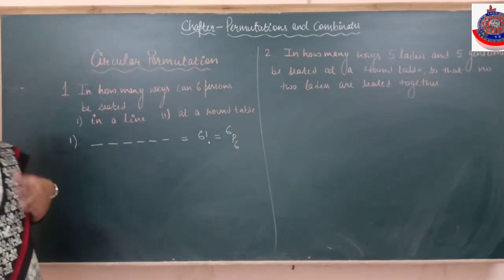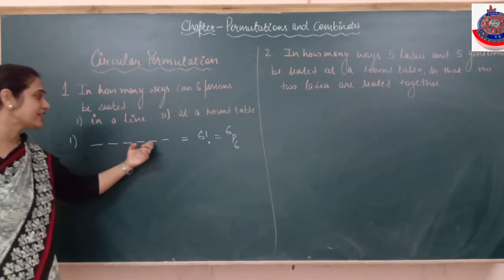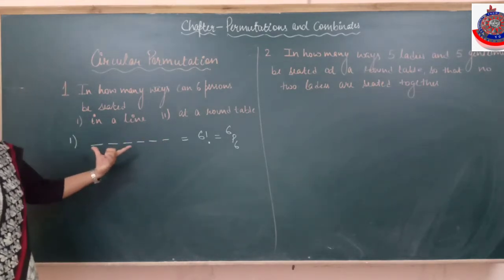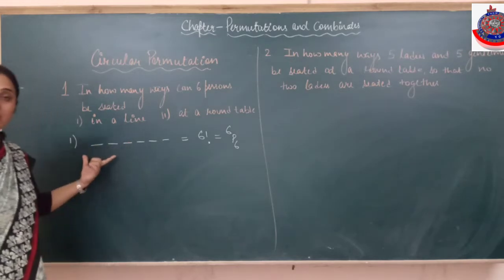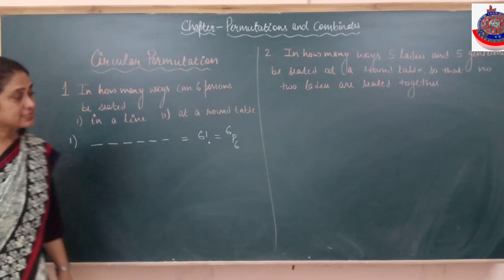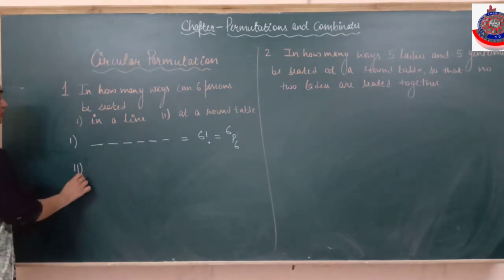Once one person has sat down, the seat is occupied. That means for the next person how many choices will there be? 5. Now 2 persons have sat down, so for the next person how many choices will there be? 4, 3, 2, 1. So it will be 6 factorial, 6P6. Alright, now at a round table.